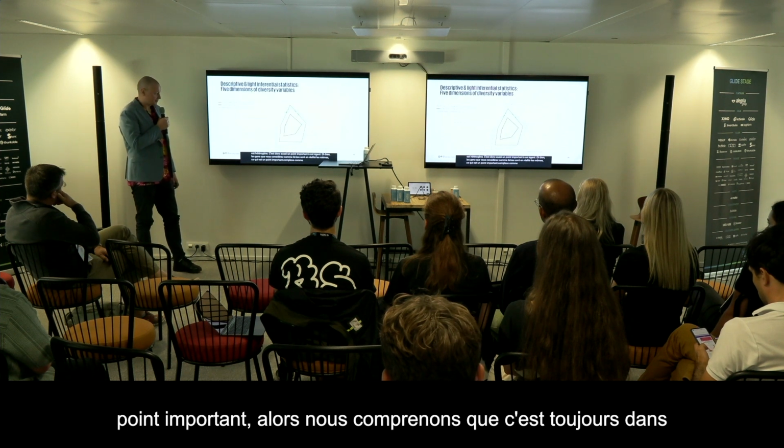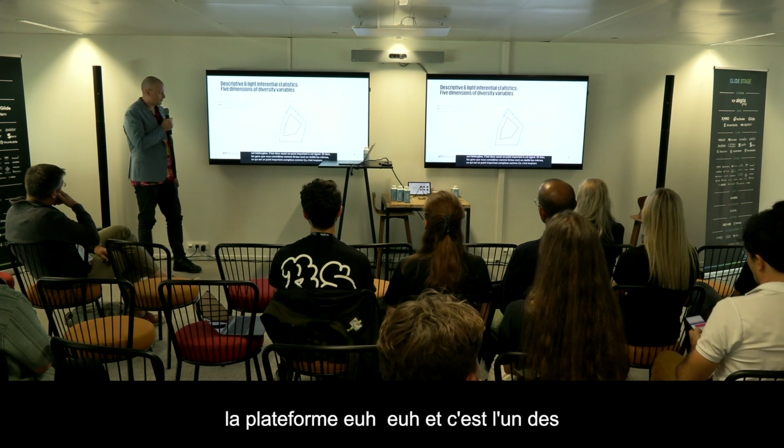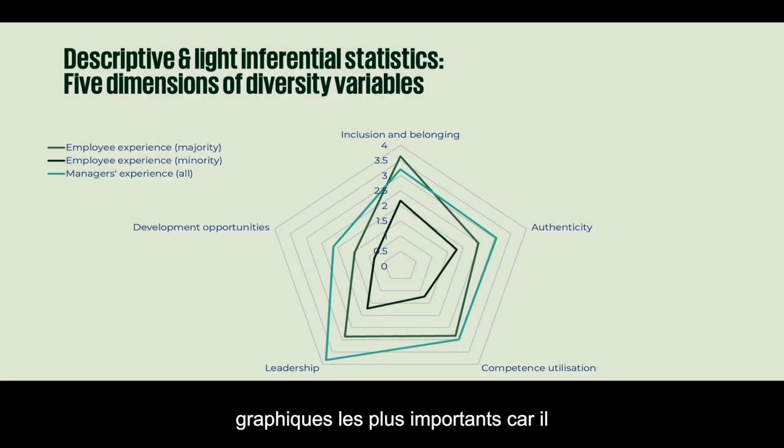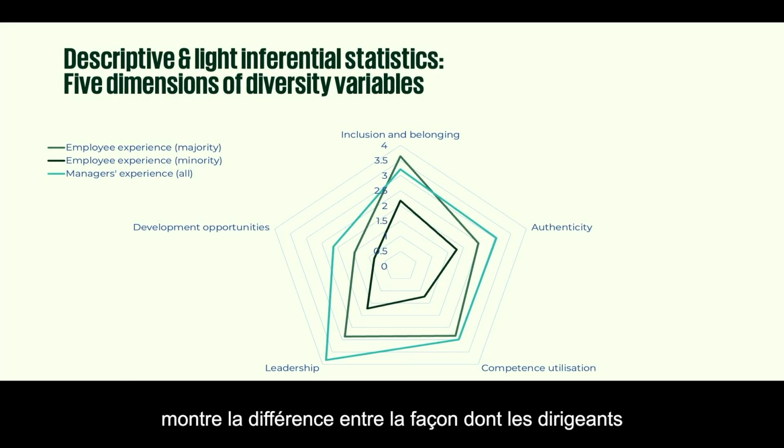Then we get this. This is still in the platform, and it's one of the most important graphs, because it shows the difference between how leaders consider the situation, how the majority considers the situation, and how the minority within the company considers the situation. As you've probably read ahead already, the inner line here is the minority. The majority is a little more out, or considerably more out actually, and then you have the leaders all the way on the outside in most cases.